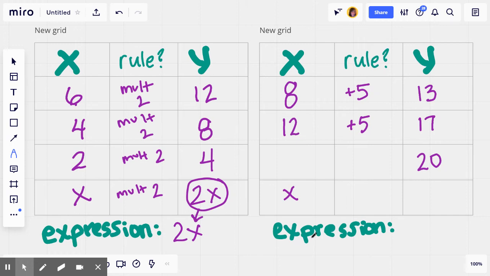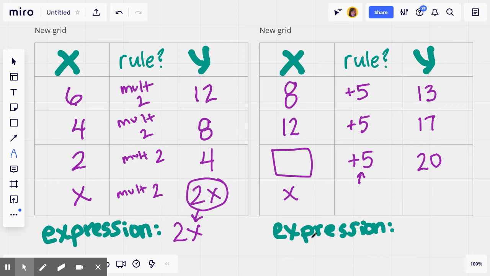Okay, now the next one is backwards, isn't it? They're giving you the y, and they want you to find the x. So we know the rule is plus 5, so then our question is something plus 5 is 20. Now I'm going to give you a little tip here. Whenever you're trying to find the x and you have the y, if you do the opposite of the rule, you'll find your answer. Let me explain what I mean.